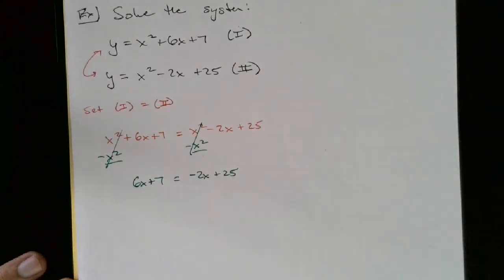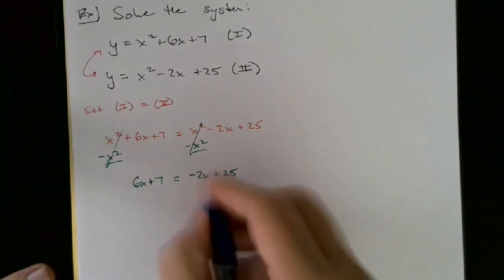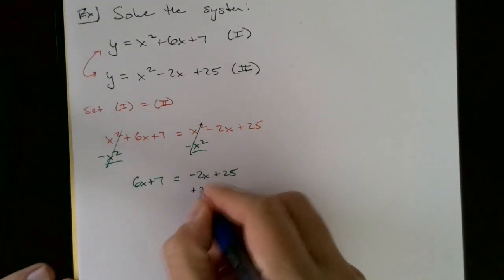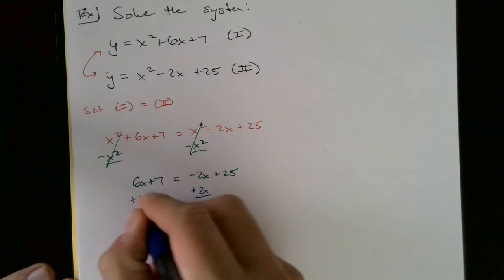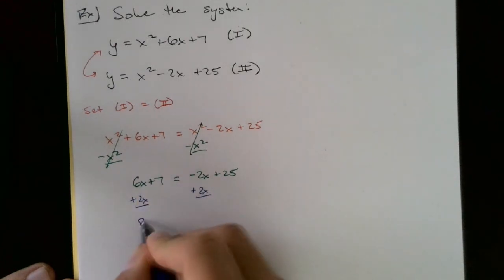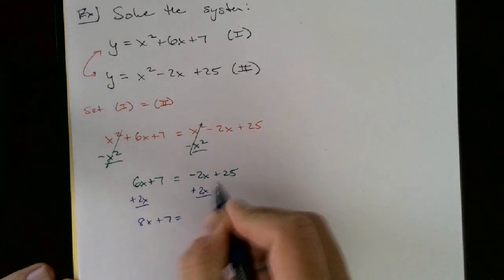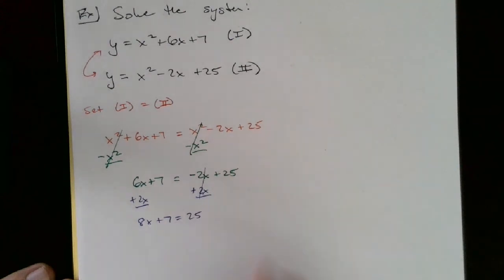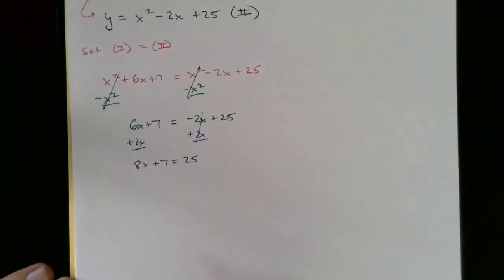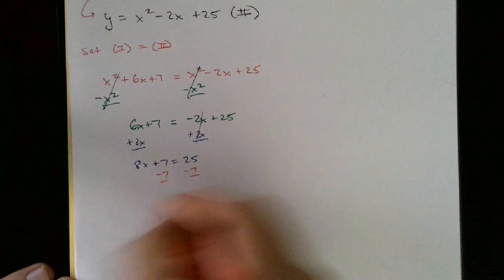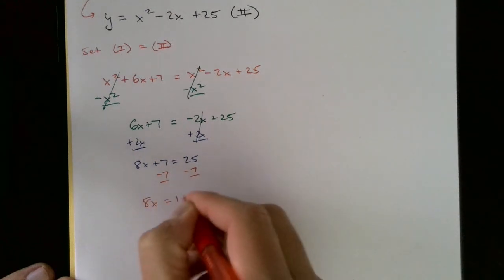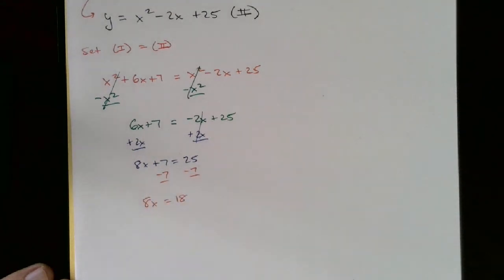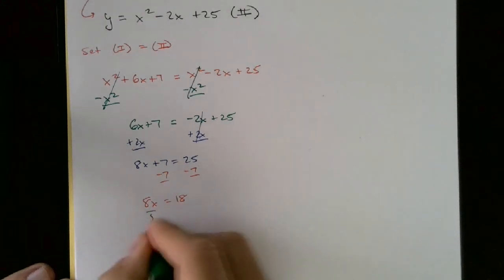To solve this now, since it's linear, meaning the highest power of x is 1, remember you just want x's to one side and constants to the other. So terms with x to the one side, I'll add 2x to each side. So I end up with 8x plus 7 equals, these cancel, so it equals 25. Subtract 7 from each side, end up with 8x equals 25 minus 7, which is 18. And then solving this, I'll divide by 8 and divide by 8.